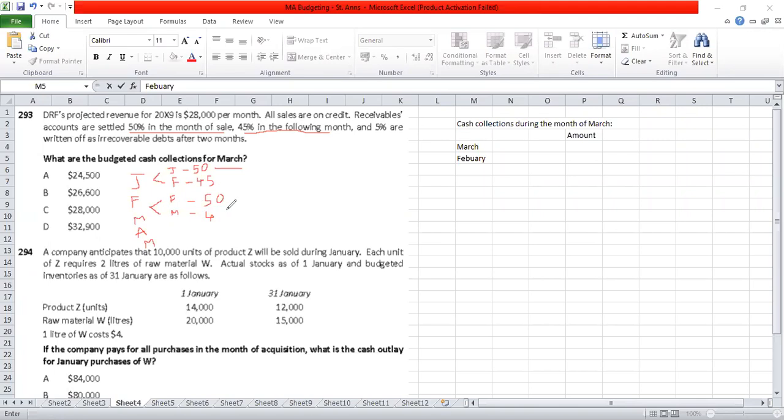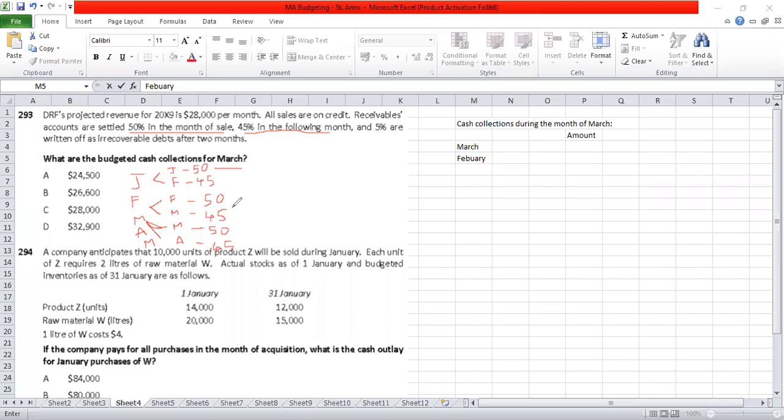The question is not about what the sales made are or how they are spread over. The question is very specifically about the collection. These are the collection patterns. So if we are looking at March, a part of it, 50% of March, April 45%. So March 50%, and 5% is the uncollectible, bad debts. March, a part of it goes to April. March sales, 45% will go to April. So we are asked to find out how much is collected during March.